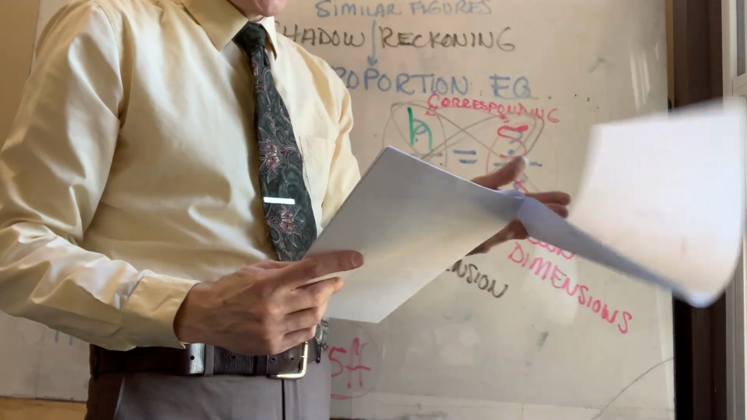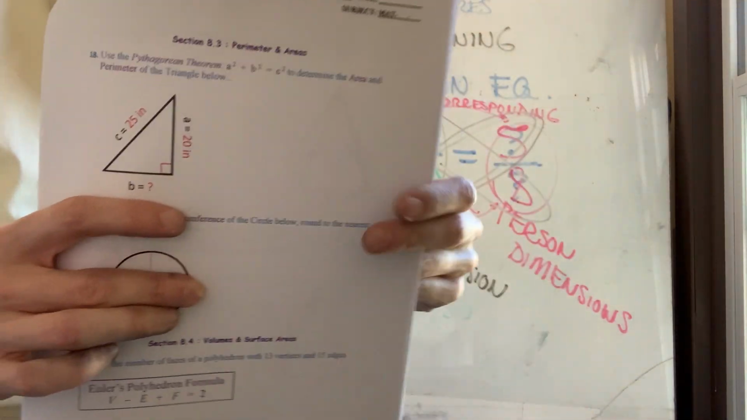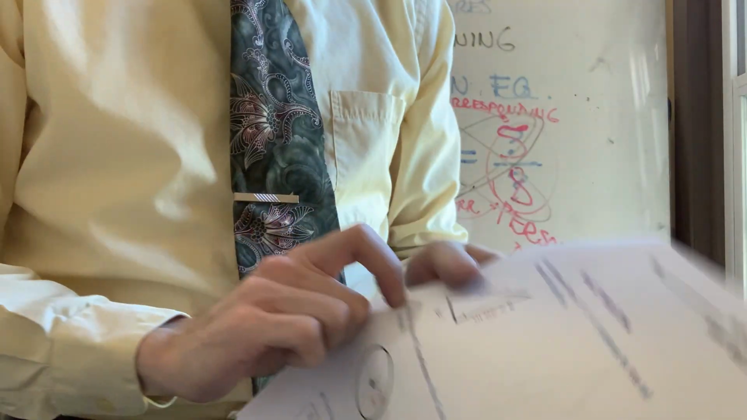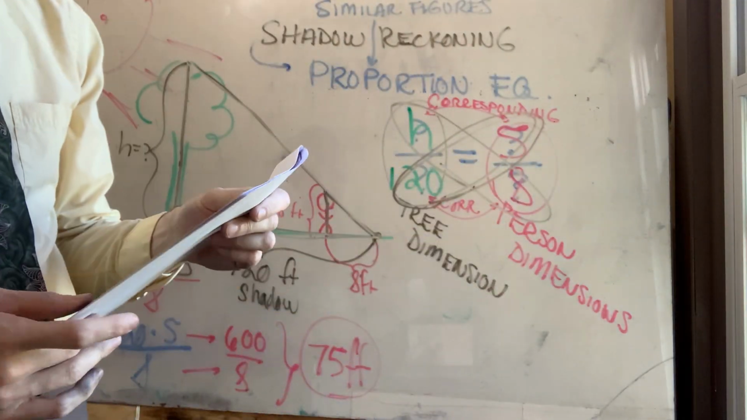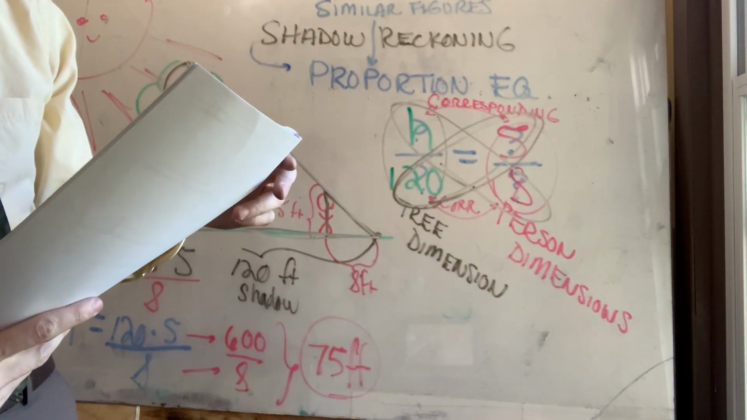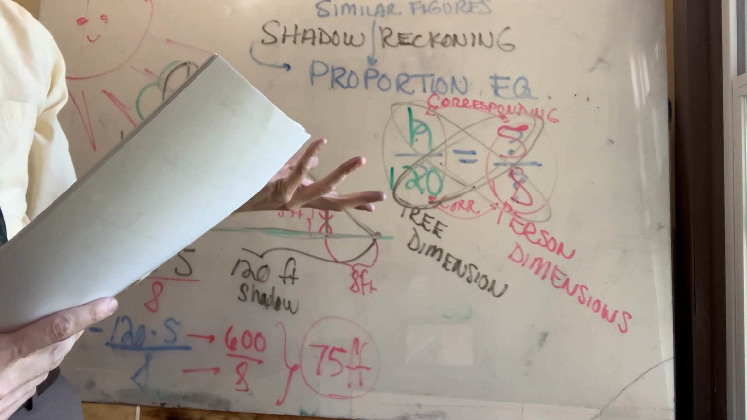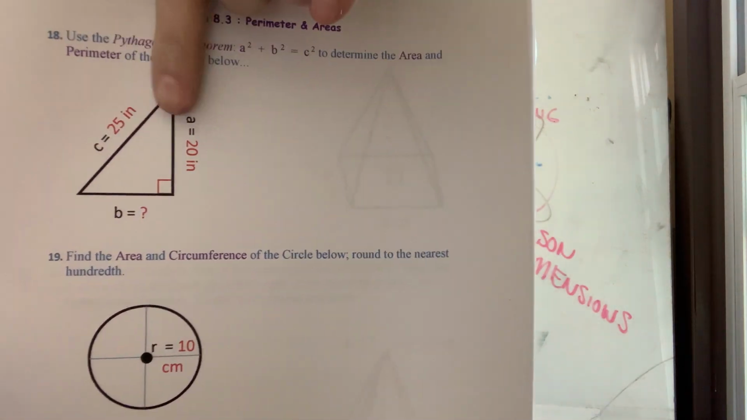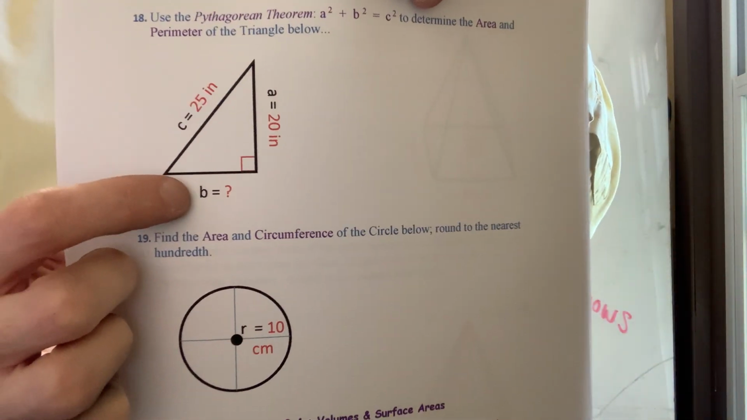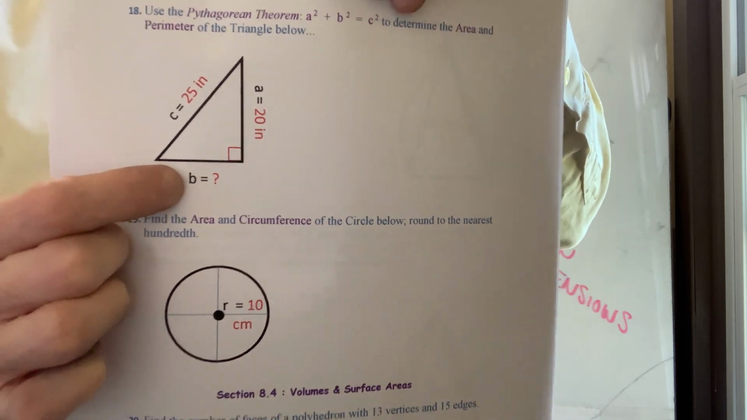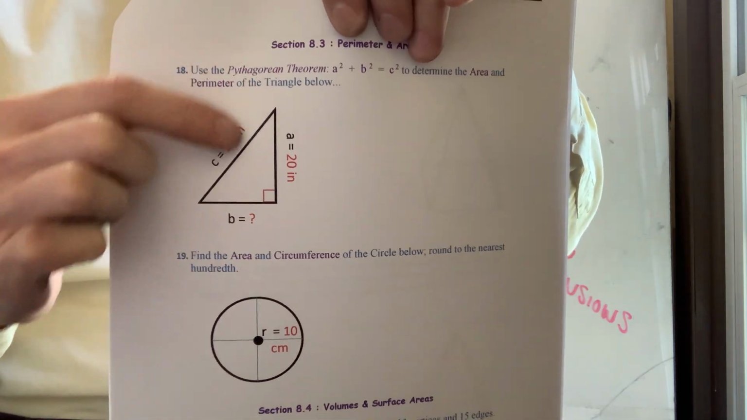Coming into the home stretch here. If you look at 18, 18 is use the Pythagorean Theorem, a squared plus b squared equals c squared, famously, to determine the area and the perimeter of this triangle, right? Why do we need that? Because one of the dimensions is missing, and it's one of the more integral dimensions. If the hypotenuse technically was missing, you can get away with it.